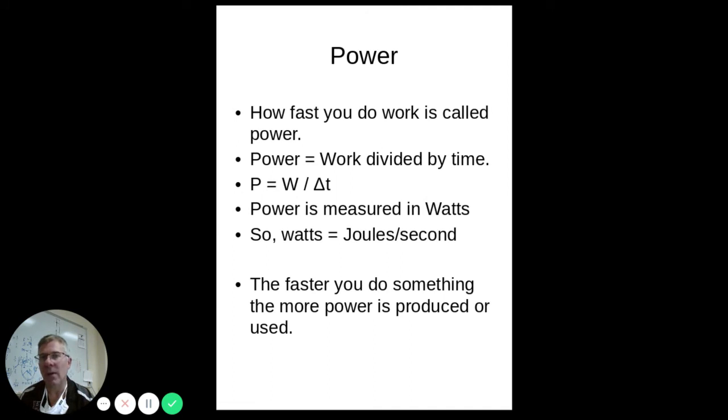Power is how fast you do work. So it's work divided by time. And a joule per second is a watt. Okay. The faster you do something, the more power is produced. Think about engines in a car. They're usually measured in horsepower or kilowatts, okay. The bigger the engine, technically, the faster it could probably accelerate, okay.